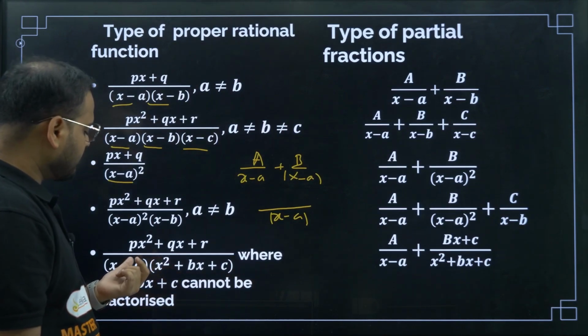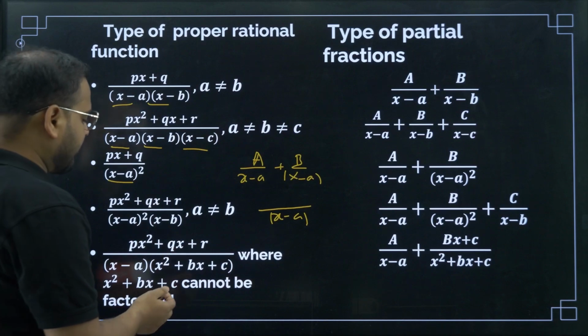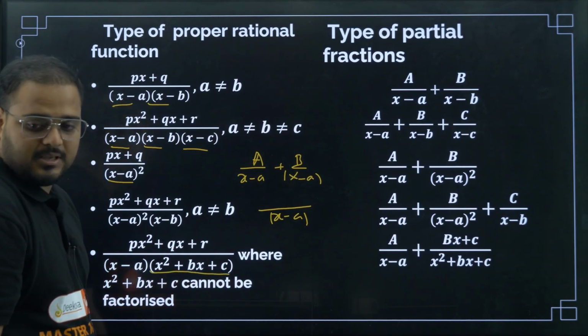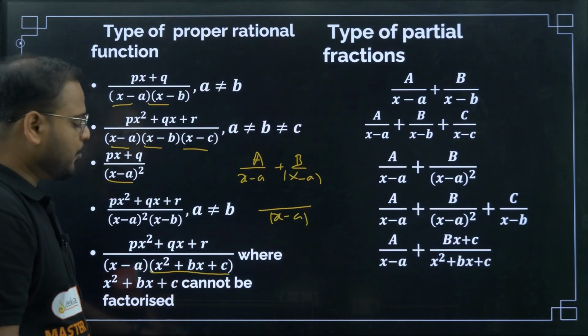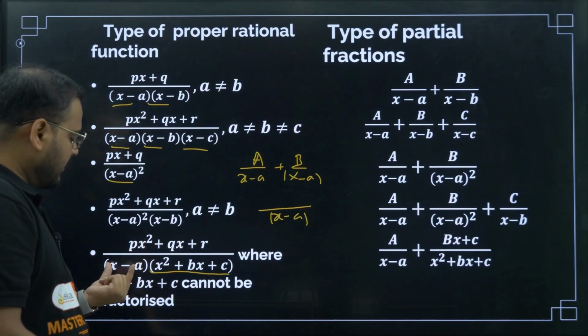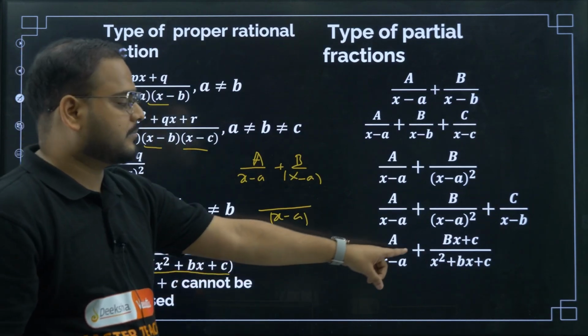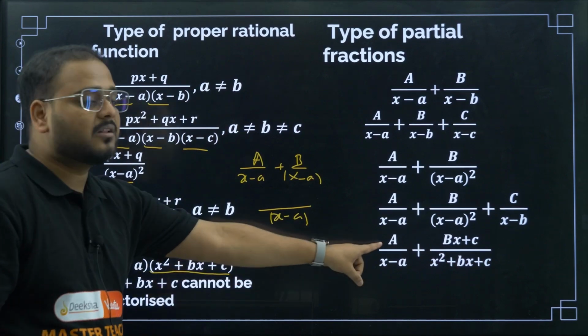Over here, if I have a cubic term, so I'll write the cubic term, but we cannot factorize this. Please understand this: this expression x square plus bx plus c cannot be factorized. They have given that it cannot be factorized. Then for x minus a, we'll take it as only a single variable a. Therefore, for the quadratic we will take a linear one.